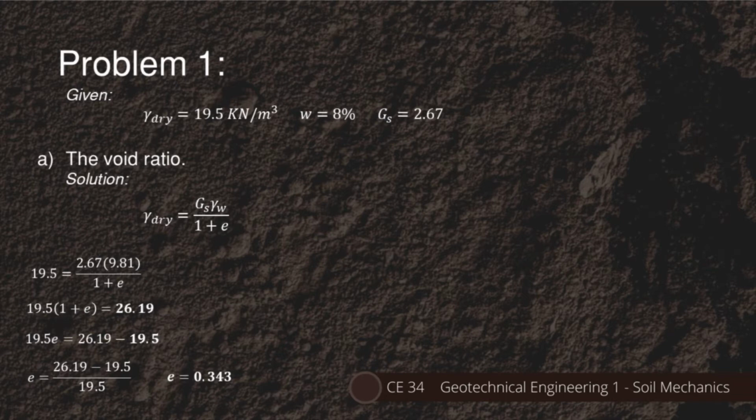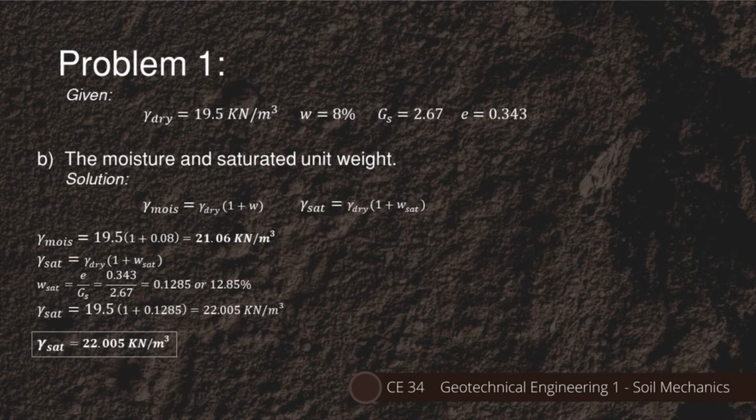That would give us 19.5 E equals to 26.19 minus 19.5. After that, we will be dividing both sides by 19.5 in order to get the value of E, which will be 0.343. After solving the void ratio, we will now solve for the moisture and saturated unit weight.